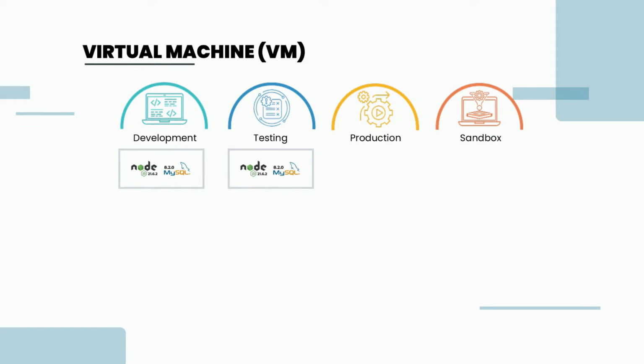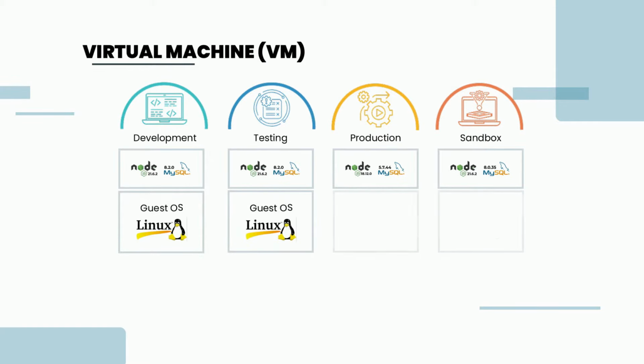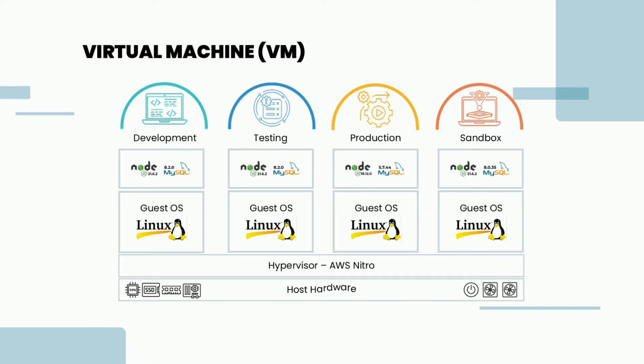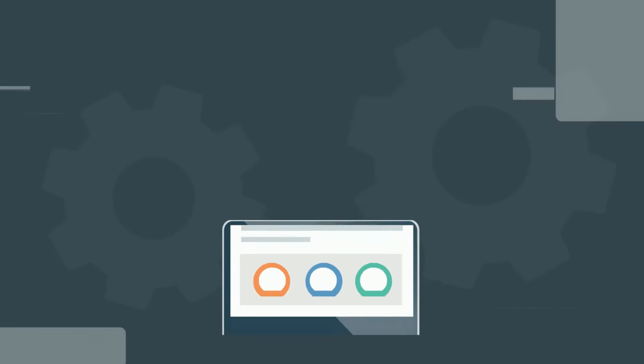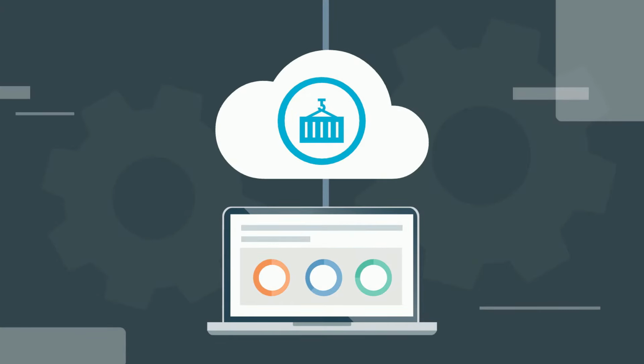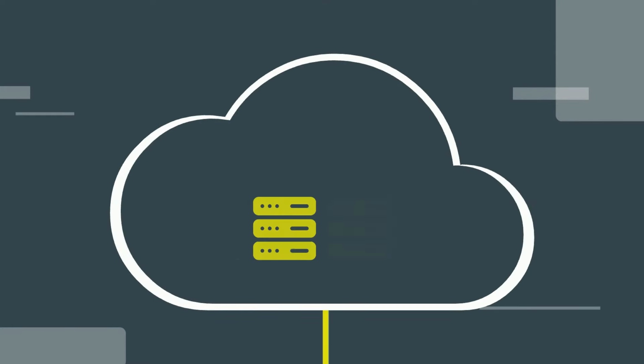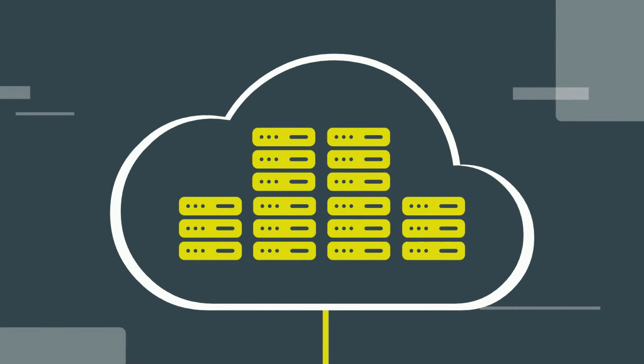Now, a virtual machine is a digital copy of a physical machine, complete with its own guest operating system, system files, and libraries. VMs offer a high degree of isolation, but they can be resource intensive due to the duplication of the operating system, amongst other things.